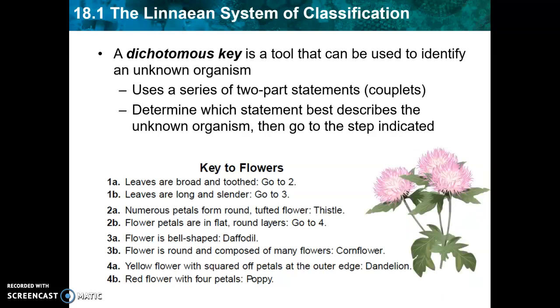And finally, we have broad and toothed leaves, going to number 2. The petals form a tufted flower, and this would be a thistle.